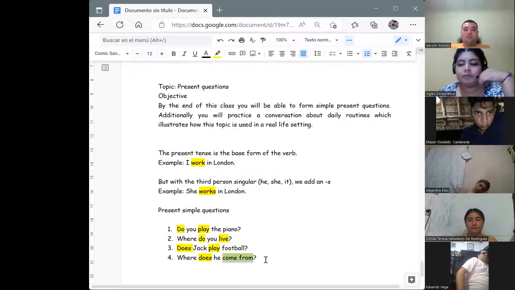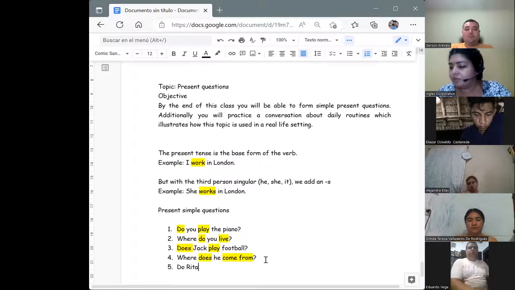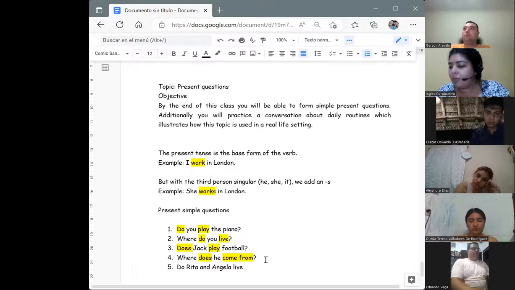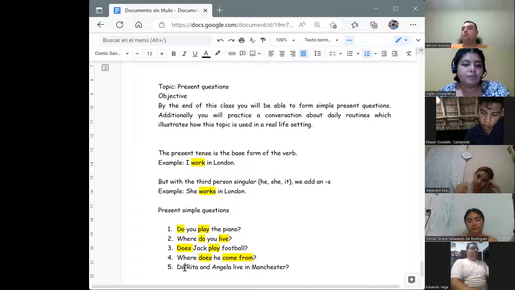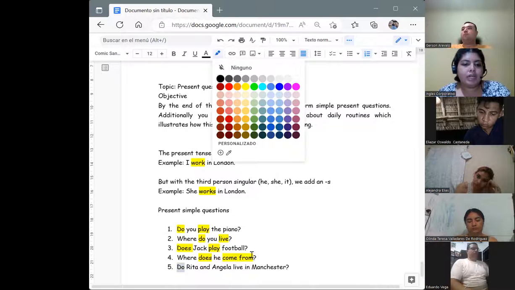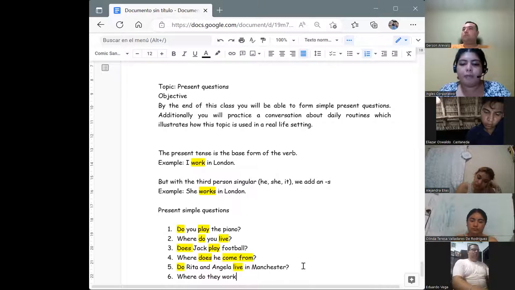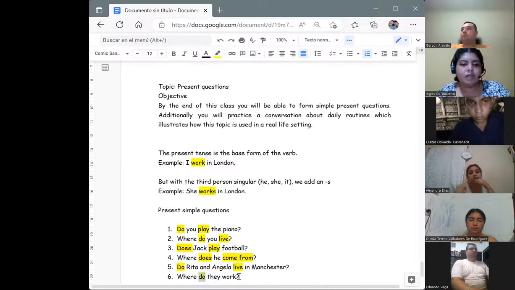Then we have number five. Do Rita and Angela live in Manchester? Do Rita and Angela live in Manchester? And we have do, that is the auxiliary. And we have live, that is the verb. And we have another one, that is the last one. Esta es la última, number six. Where do they work? Where do they work? Again, the auxiliary do, and we have the verb.